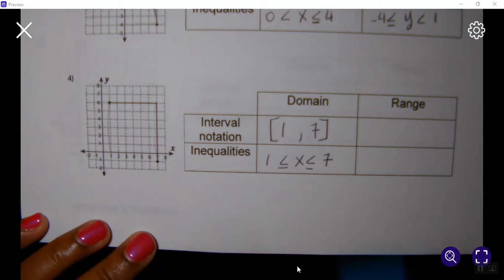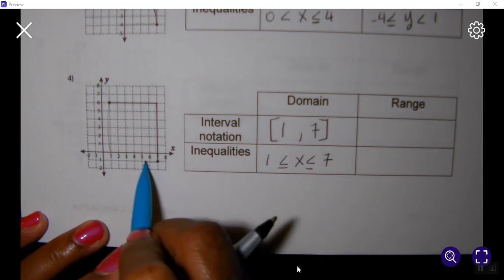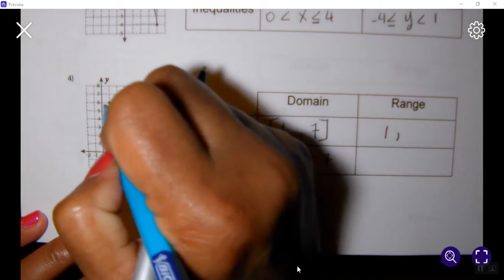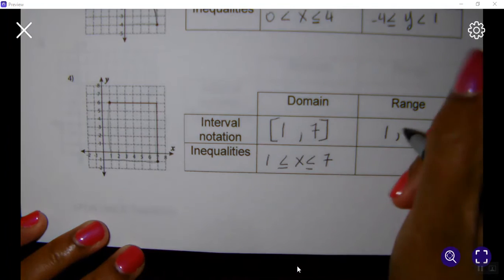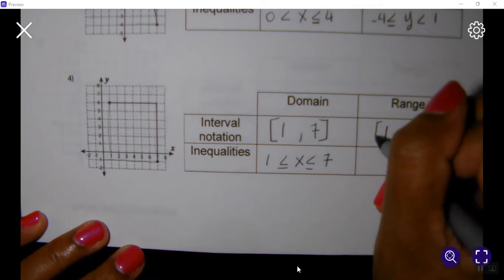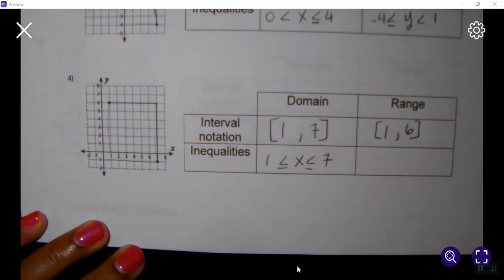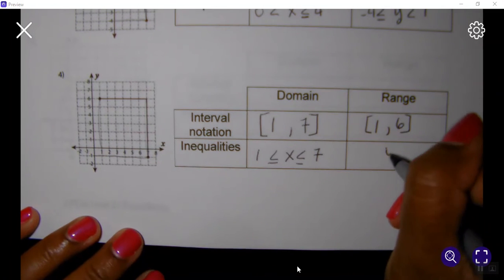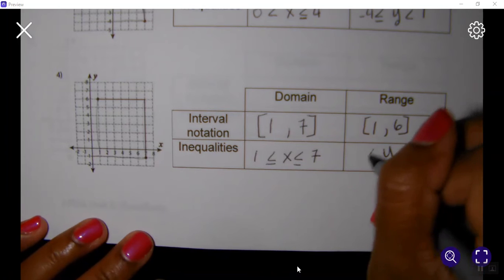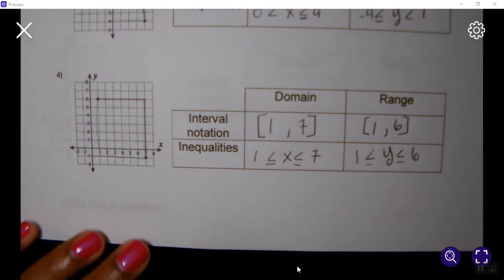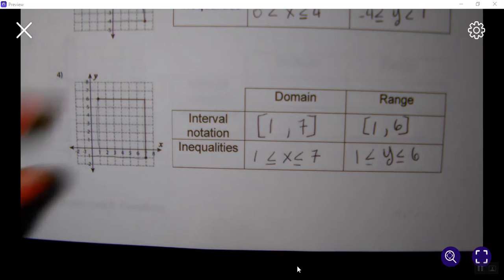And then for the range, the bottom, it's starting at 1, and it's stopping at 6. They both are closed, they both are included. Because we're talking about the range, I'm going to put y less than or equal to 6, starting at 1 and stopping at 6. That's the range.